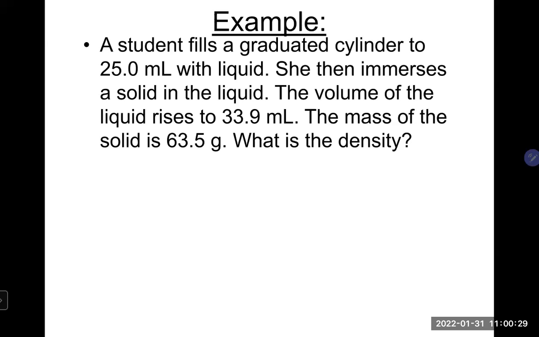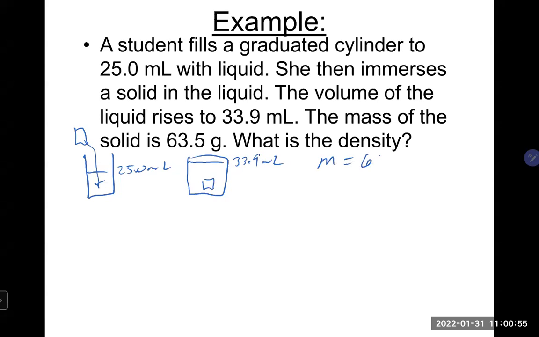Okay, let's take a look. So this is very much like what we did there in that part of the experiment. We basically got a graduated cylinder. It was originally filled up to 25 milliliters. We took this solid object, dropped it in there. Obviously, we're going to see the volume level rise, in this case to 33.9 milliliters, and the object obviously has a mass of 63.5 grams.